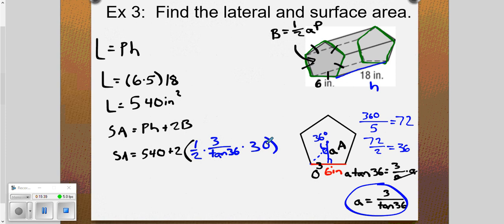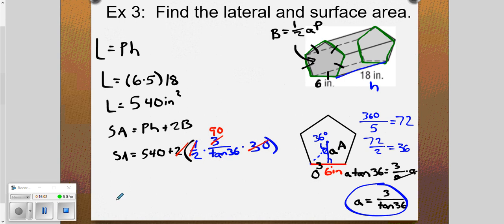Now again, I would try to do some of this mentally before you grab the calculator. Like 2 times a half becomes 1, so I don't need those. And then 3 times 30 I could replace with 90. And then I think I'd be okay. So I'm going to type in 540 plus 90 divided by the tangent of 36.